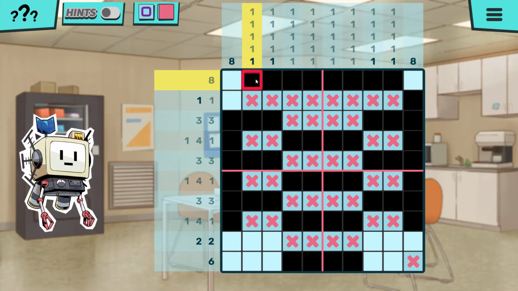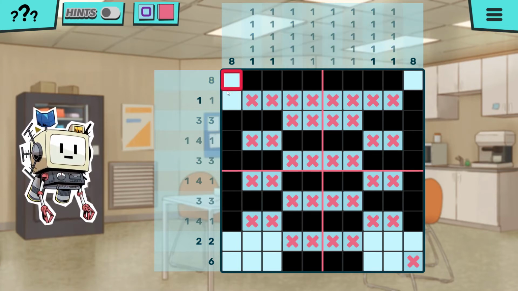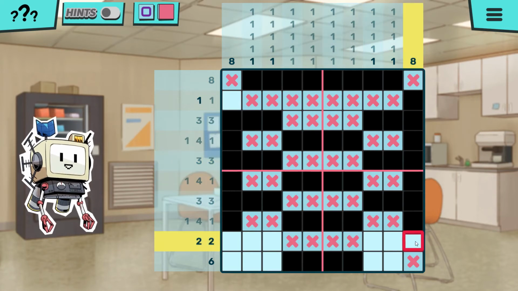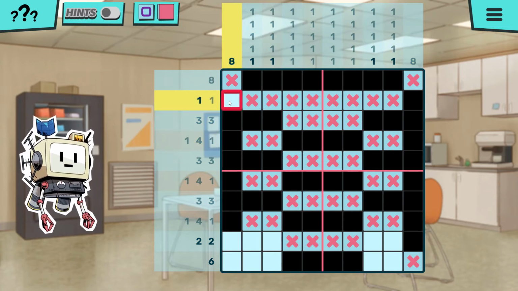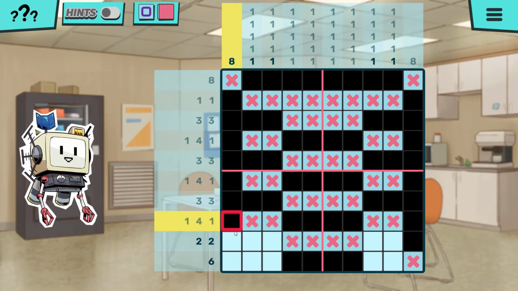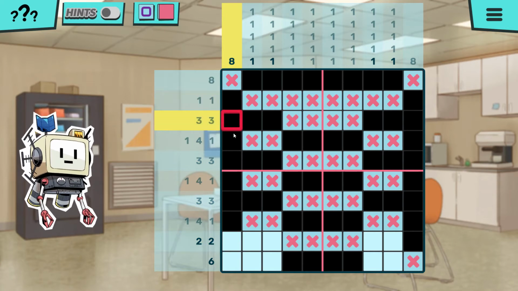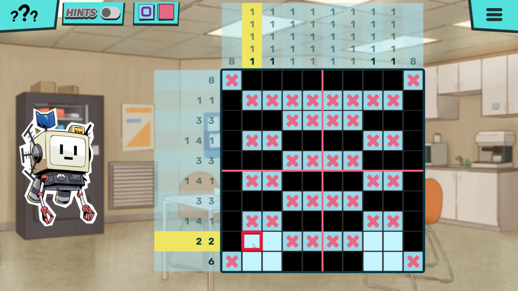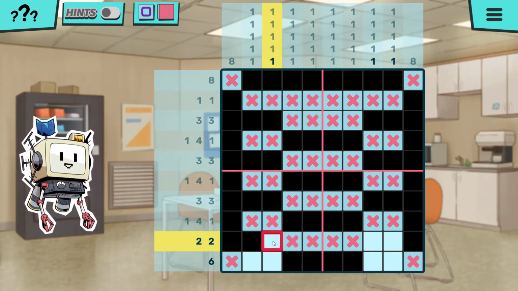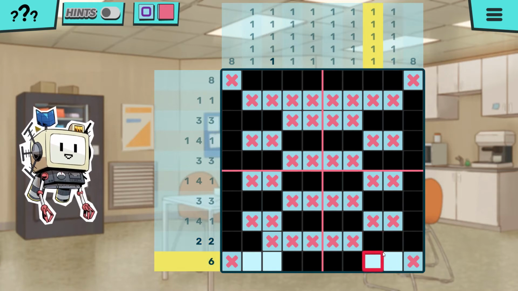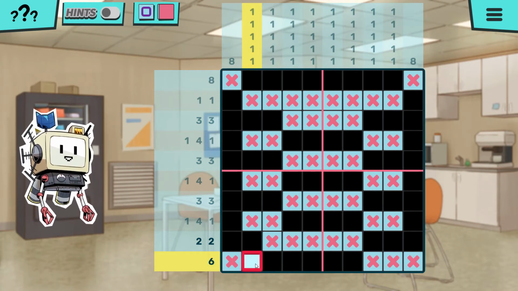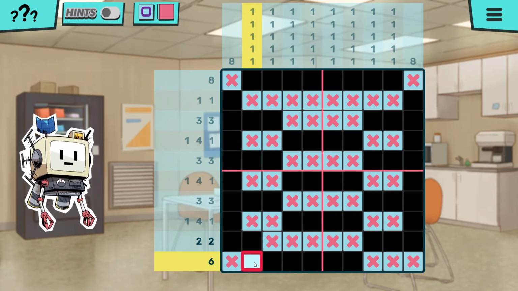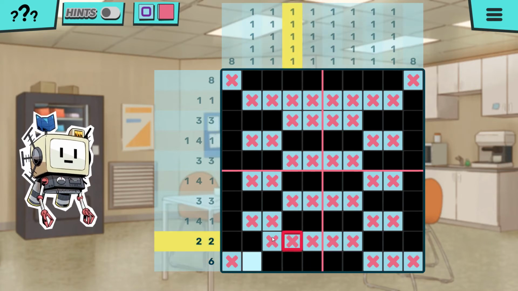Alright, so this is already 8, isn't it? It is, so these have to be blank. This has to be filled out. Alright, we're getting closer. There has to be 1 still here. That means there has to be 1. Wait, how many do we have? 7. There has to be 1 here. This has to be blank. We have to have 1 here because these need to be connected. So this has to be blank. These have to be filled out. Since that completes all of those, these have to be blank. There needs to be 1 here. Wait, this doesn't work. This doesn't quite work.